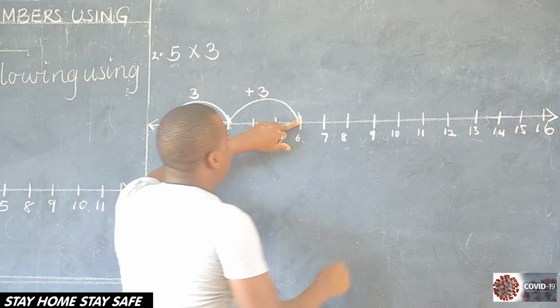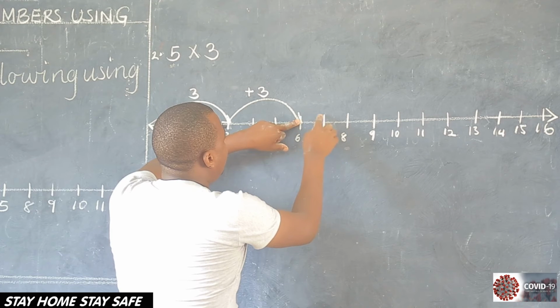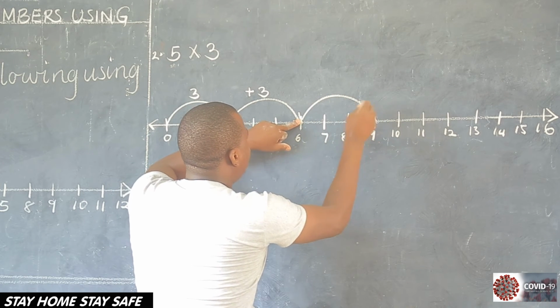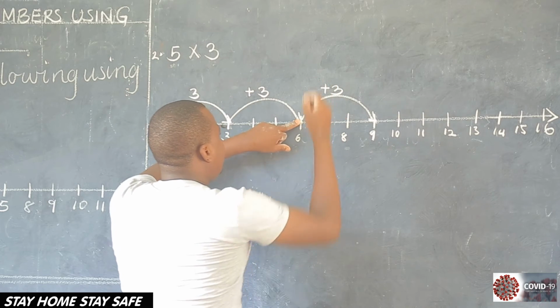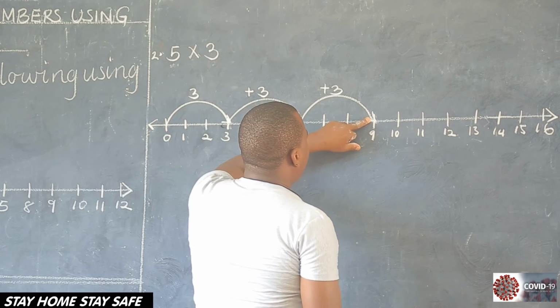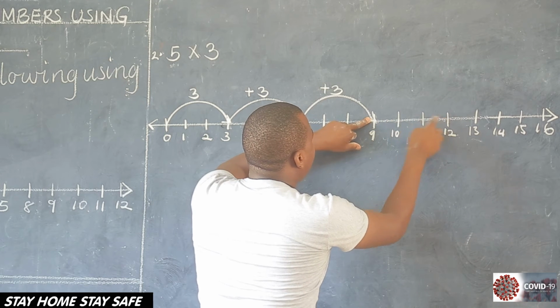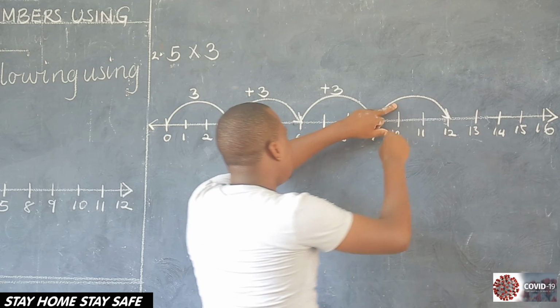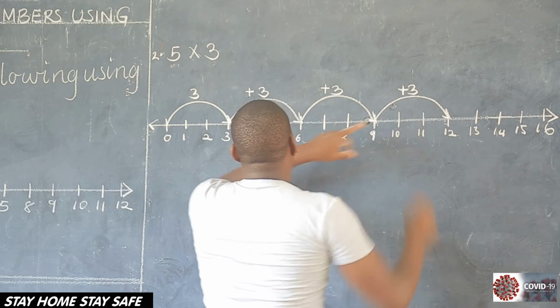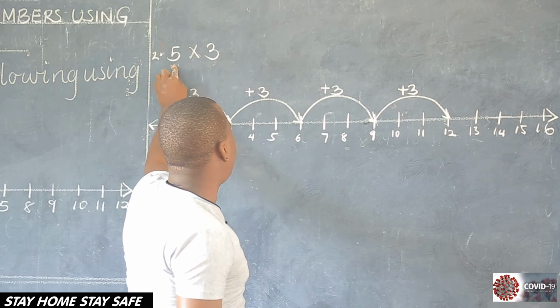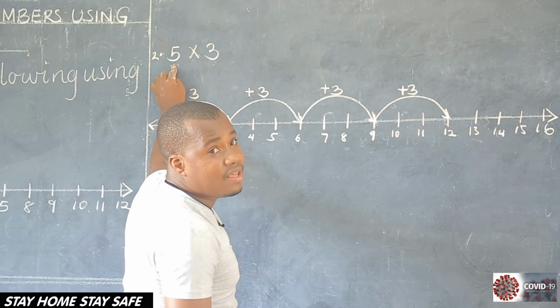Then I will start from there again. I count 1, 2, 3. So I will make another jump up there. And this is plus 3. Then I will begin from here still, and I count how many? 3. 1, 2, 3. I make another jump up to here. So this is plus 3. How many are those? 1, 2, 3, 4. But remember, we are making 5 jumps of 3 steps.